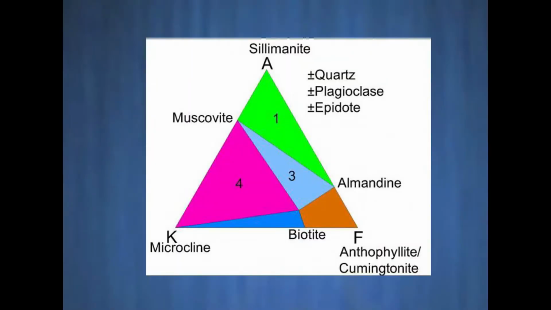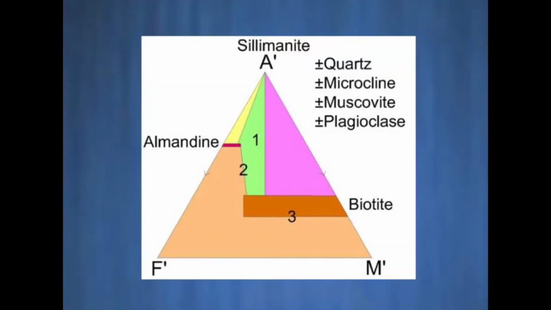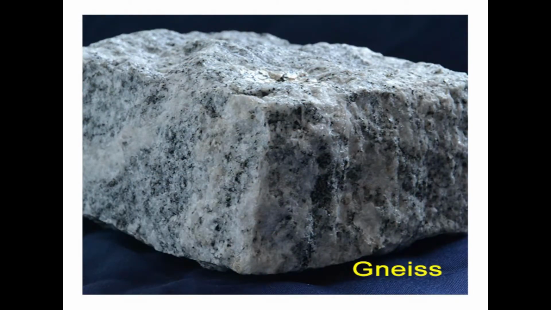The mineral assemblages of the sillimanite-muscovite zone are similar to the kyanite zone. Here, kyanite is replaced by the higher temperature aluminosilicate polymorph sillimanite. Kyanite gives rise to sillimanite. Rocks are no more schist. Now, the schists change into gneisses.